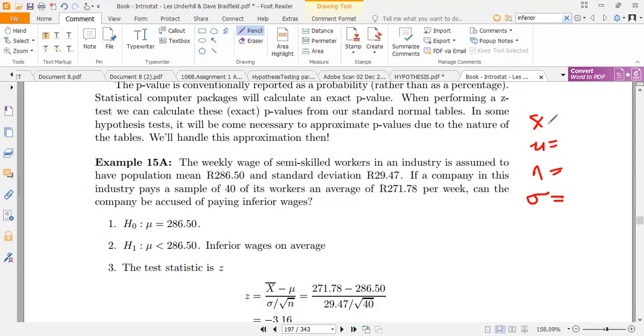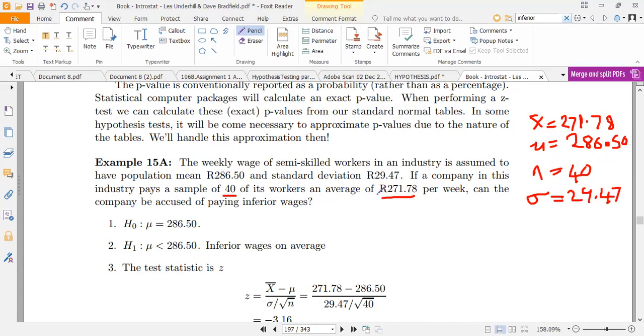What is our X bar? Our X bar is 271.78. Why? It's from a sample of 40. Excellent. And what is our mu? Our mu is 286.50. And our standard deviation? 29.47. Good.